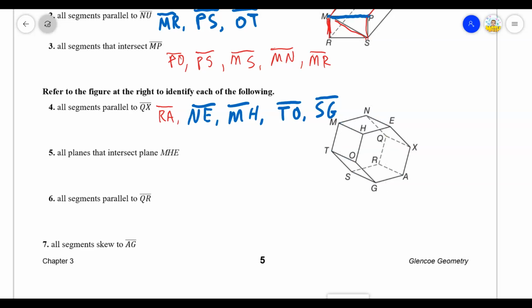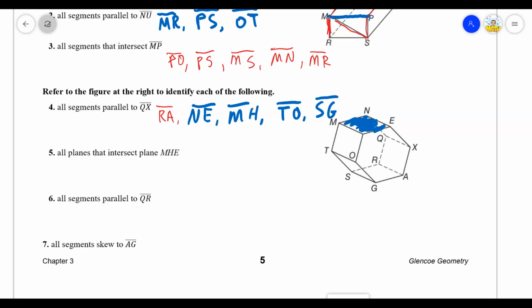Now I want all planes that intersect plane MHE. So let's identify where MHE is. That would be this top plane up here, sort of the ceiling. Okay, so hopefully you can see there's really 4 sides to this plane. So we ought to expect that we'll have 4 planes that are going to intersect it.